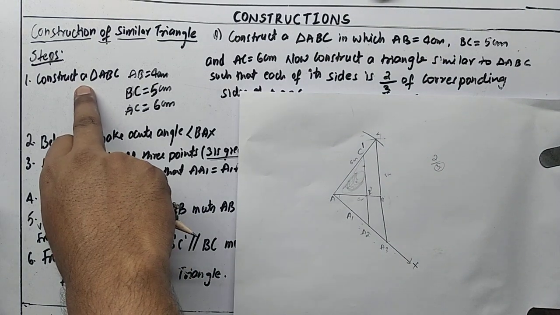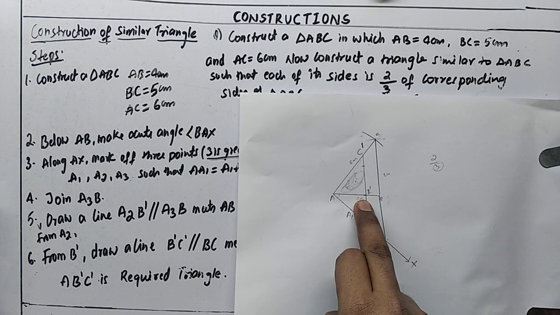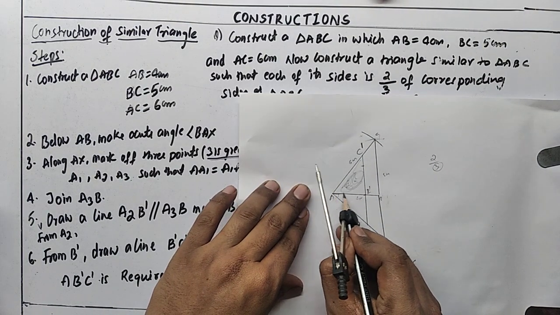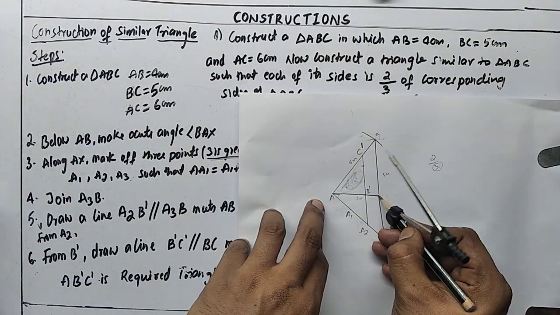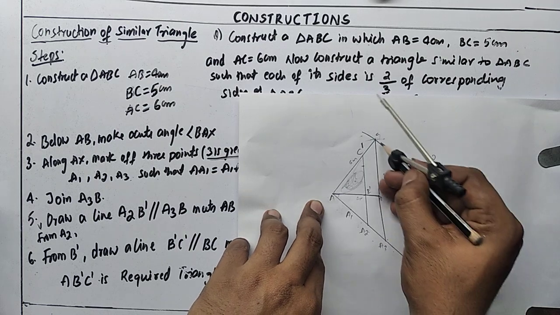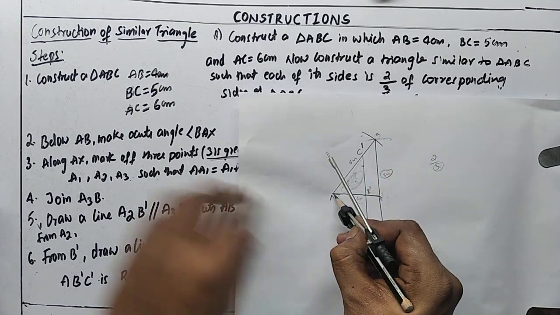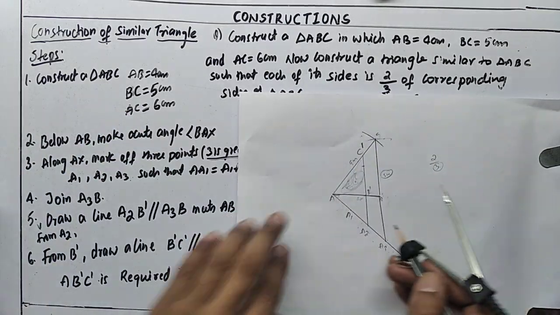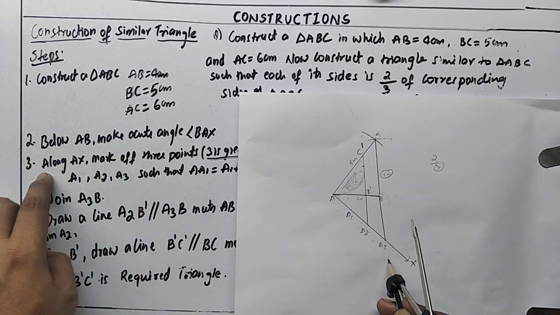First step is you have to construct a triangle ABC. I have taken AB as 4 centimeter. Next BC: B as the center and 5 centimeter as the radius, I have drawn a mark. And next A as the center, 6 centimeter as the radius. So you get the triangle ABC. Next, below the AB we have drawn an acute angle along AX.